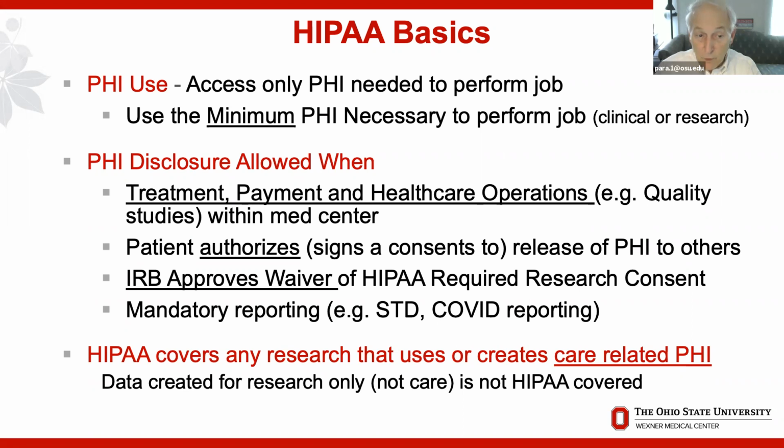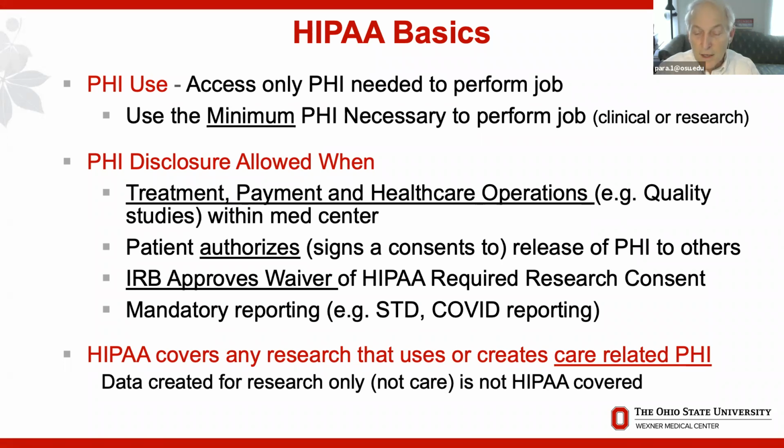The other one that more specifically relates to research is when the IRB approves a waiver of the consent, the authorization. That means the IRB allows you to look at somebody's record for research purposes. That has to be a committee that approves it, and we'll talk a lot about that.